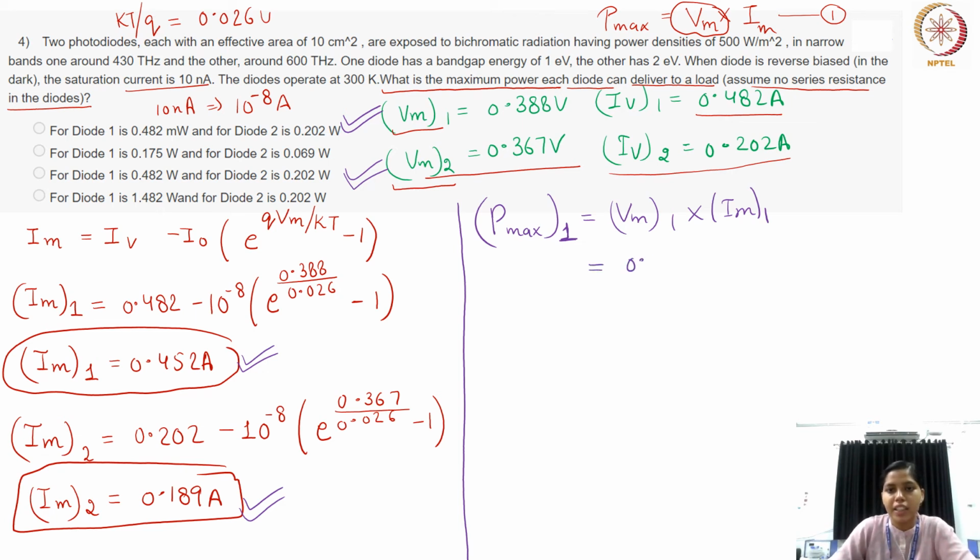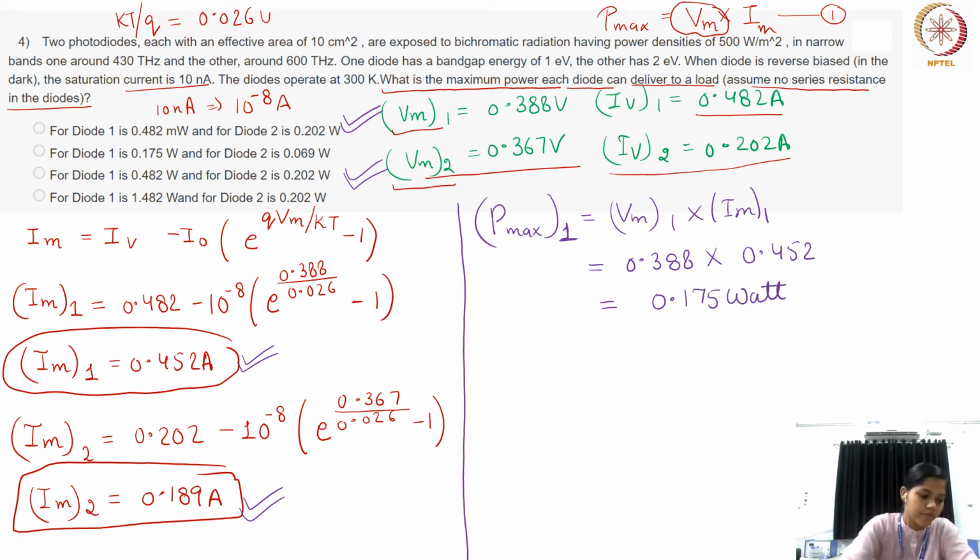That is 0.388 volt multiplied by 0.452 ampere. Okay, so it will give you 0.175 watt. So that is P max 1.